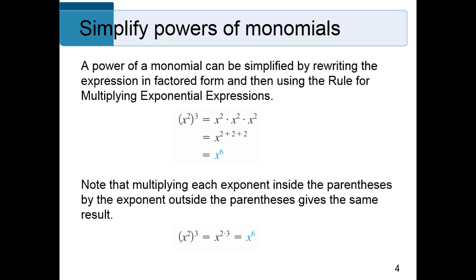Note that multiplying each exponent inside the parentheses by the exponent outside gives the same result. Hey, I'm nice and lazy. I like that method better. But this works. It certainly does. Write it out, add them together, you get it. You get it done. Okay? Does that make sense? All right.